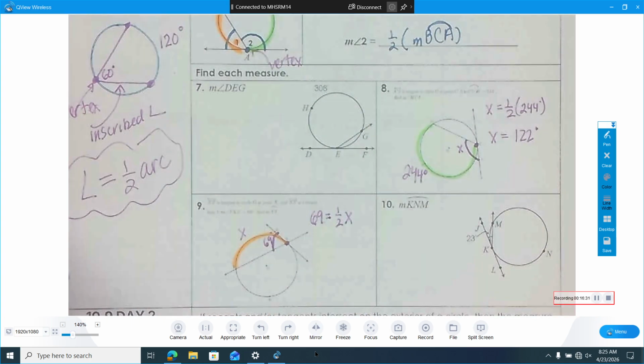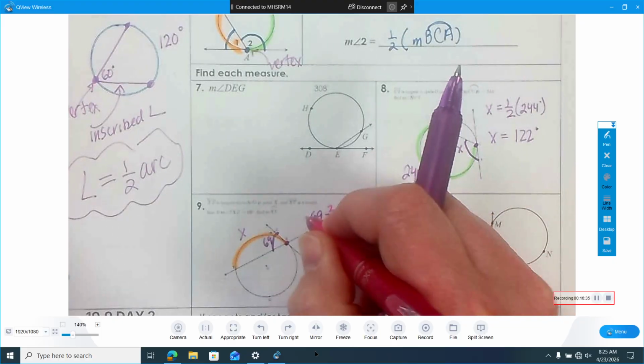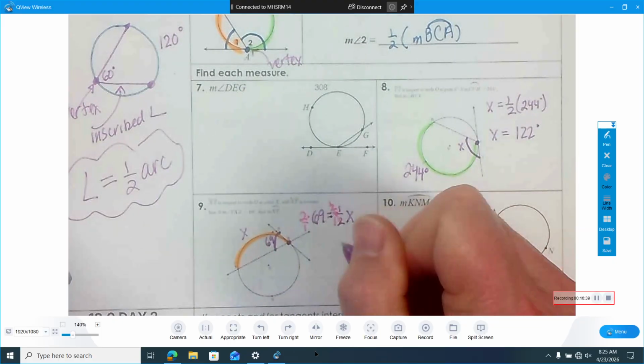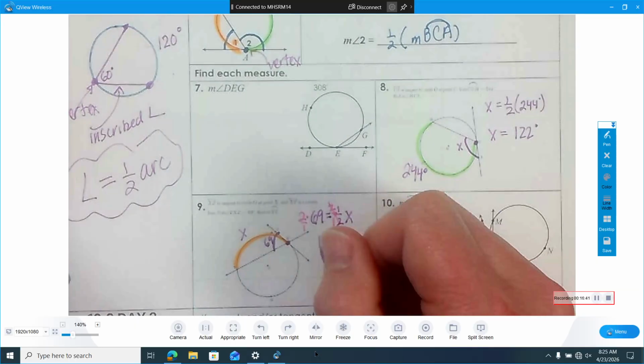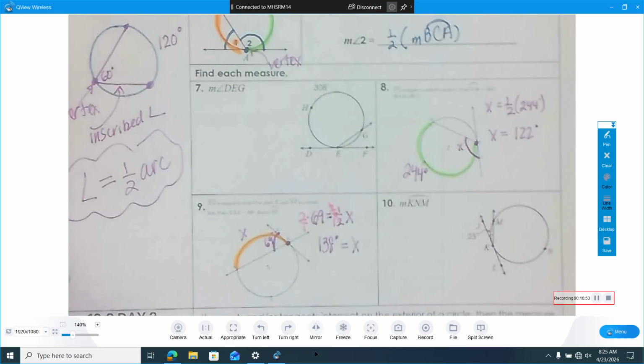And then how do I get the X by itself? Multiplying by 2 over 1, multiply by the reciprocal. So we get X equals 138. Thank you. Okay, good. So we've got half the sum or just half the arc. Angle equals half the sum or angle equals half the arc. That's the only thing you got to remember today.